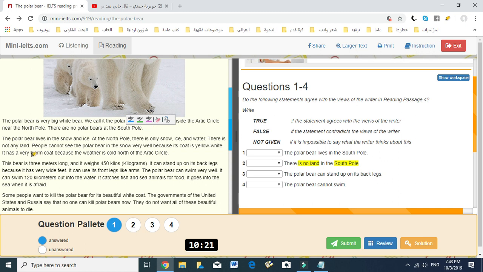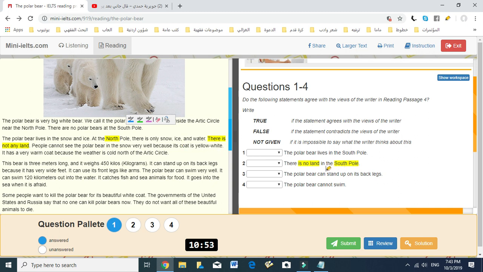The polar bear lives in the snow and ice, okay. At the North Pole, there is only snow, ice, and water. There is not any land. Okay, here's the answer. There is not any land, but look at the trick. There is no land, okay? Until here, the two pieces of information are identical. But look where they differ.